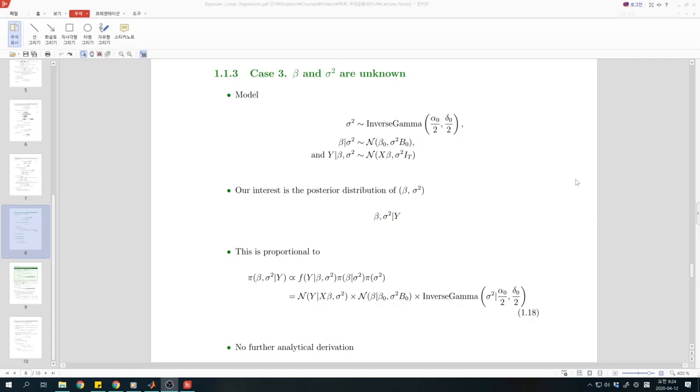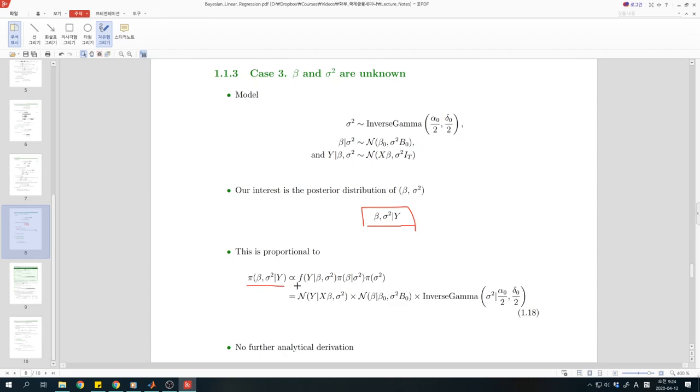If beta and sigma square are both unknown, then our job is to derive the posterior density of beta and sigma square given y. This is our primary goal, and to do so, we are going to compute the posterior density of beta and sigma square given y.